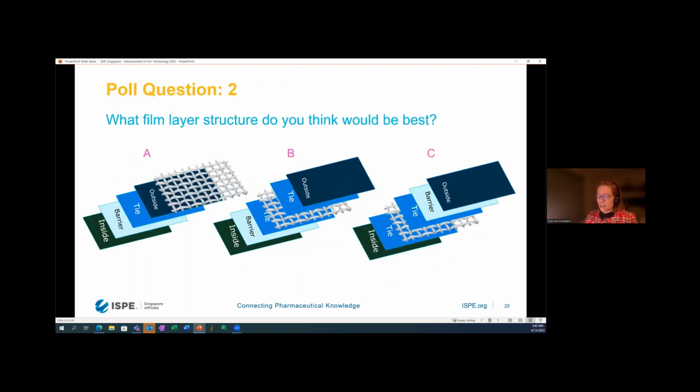And so here's our second poll question. What structure do you think would be best to enhance the durability and strength? Would it be A, on the outside, or B, under, like above the tie layer, or would it be below the tie layer?